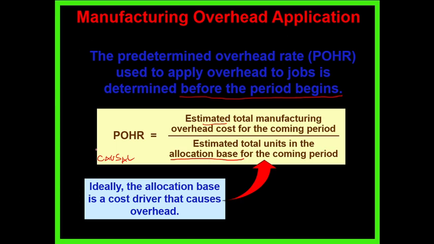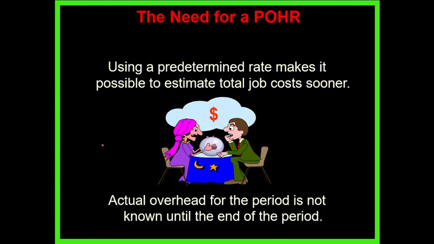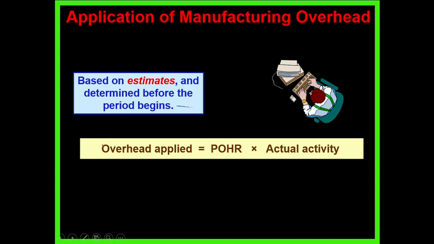Yun nga yung sinabi natin kanina. There is causality. Ayun. Next. Why is there a need for a predetermined overhead rate? Okay, because using a predetermined overhead rate makes it possible to estimate total job cost sooner. You don't have to wait at the end of the period. Ayan. It's easier to estimate, kumbaga.